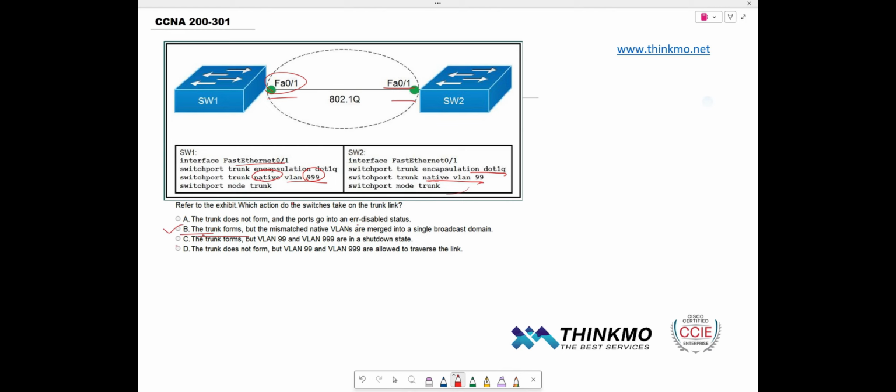Next, let's look at the following one. The trunk link can be formed. However, VLAN 99 and VLAN 999 will be in a down state, that is, shut down or disabled. Each of them just enables their own VLAN. It's just that they can't negotiate with each other. Basically, they're just sending data to each other. So this statement should be incorrect.